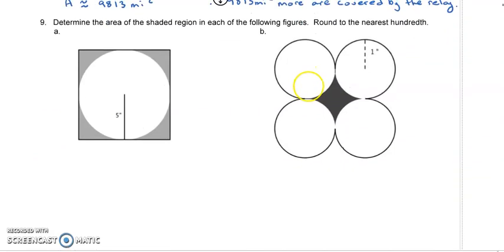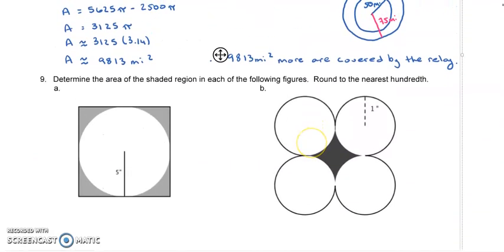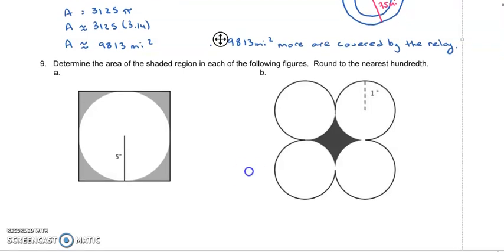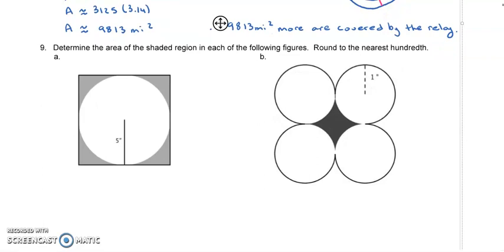Number 9 says to determine the area of the shaded region in each of the following figures. So I'm looking for the shaded part. Now, can we use a similar strategy to what we were doing with the pond and the walk example with this square and a circle? Absolutely. We can think of finding the area of the entire square and then subtracting out the circle, and then that would leave us with the area just in the corners.